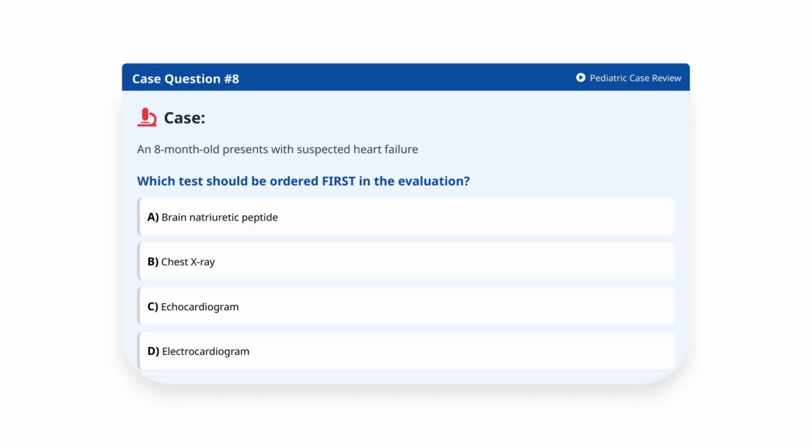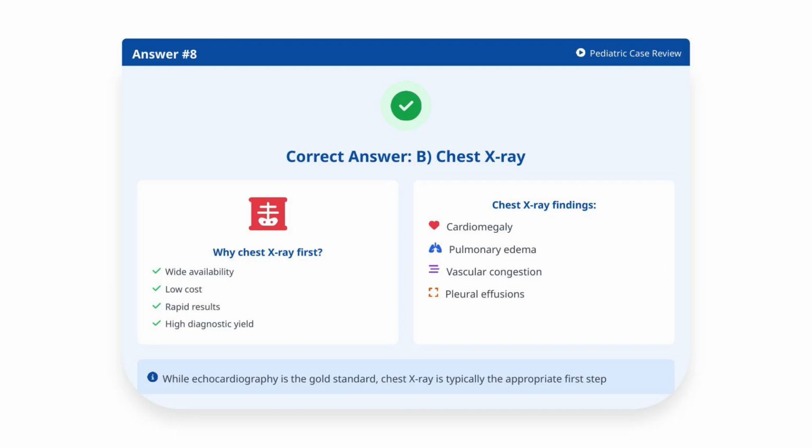An 8-month-old presents with suspected heart failure. Which test should be ordered first in the evaluation? Is it A, brain natriuretic peptide, B, chest X-ray, C, echocardiogram, or D, electrocardiogram? Consider the availability, cost, and diagnostic yield of these tests in the initial workup. The correct answer is B, chest X-ray. A chest radiograph is typically the first imaging study obtained due to its wide availability, low cost, and ability to provide important information. It can quickly demonstrate cardiomegaly, pulmonary vascular congestion, and pulmonary edema. While echocardiography is the gold standard for diagnosis, and BNP is useful for screening, a chest X-ray is usually the appropriate first step in evaluation.